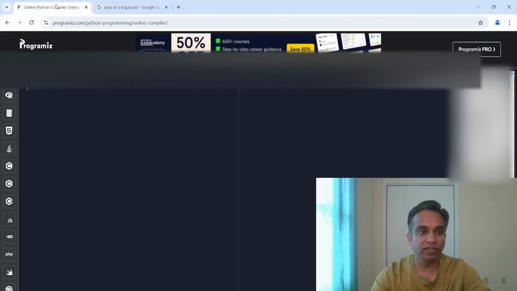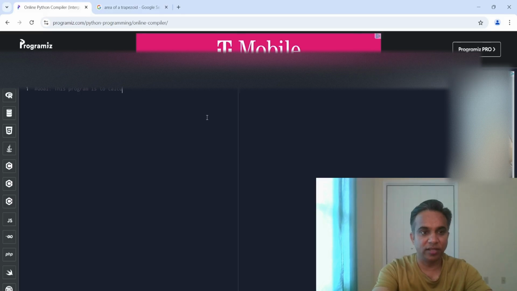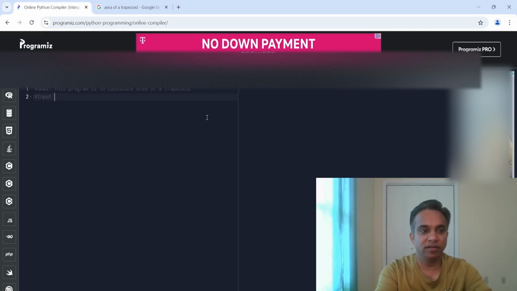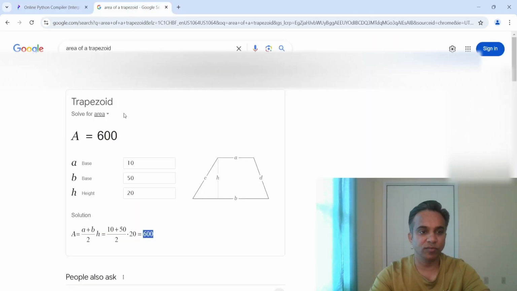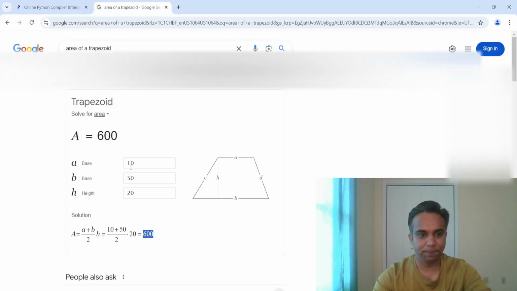So to start with, first our goal. This program is to calculate area of a trapezoid. What is going to be the input? Input is going to be a base, b base, and third one is height. Three things.